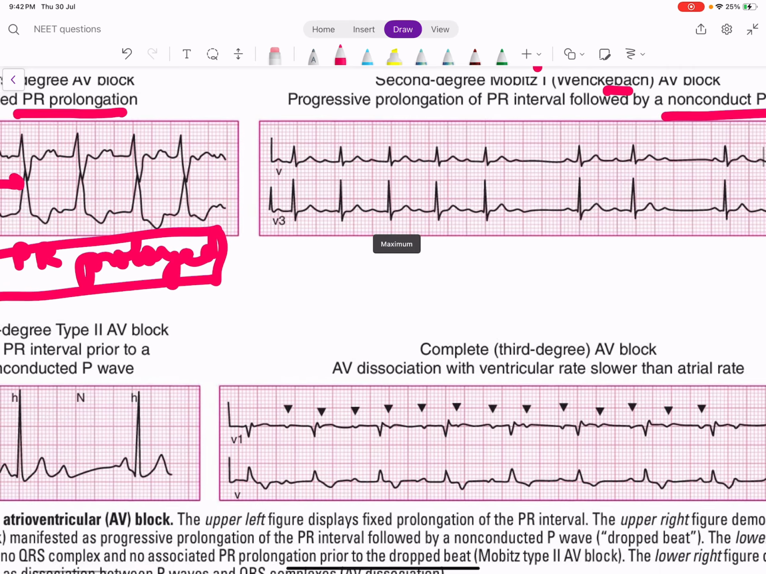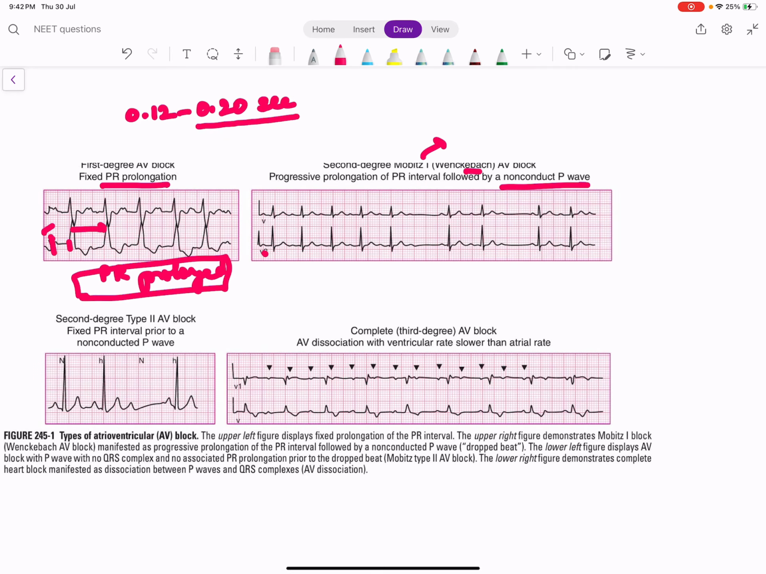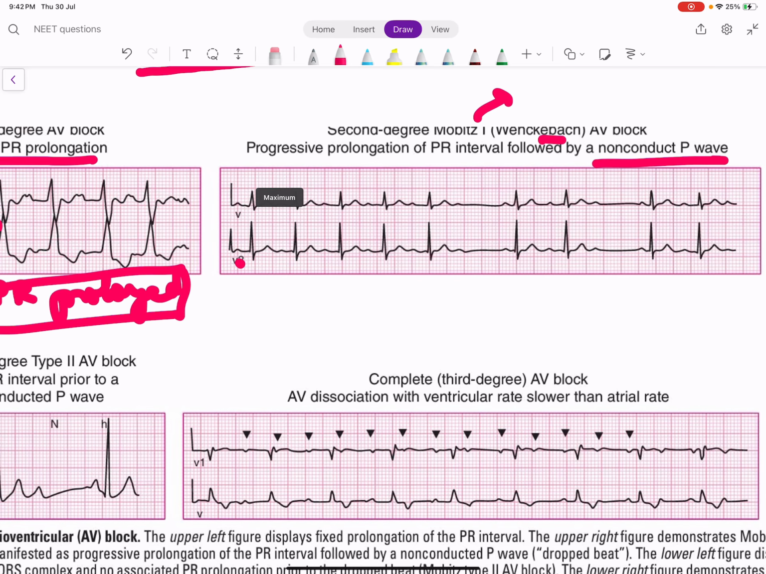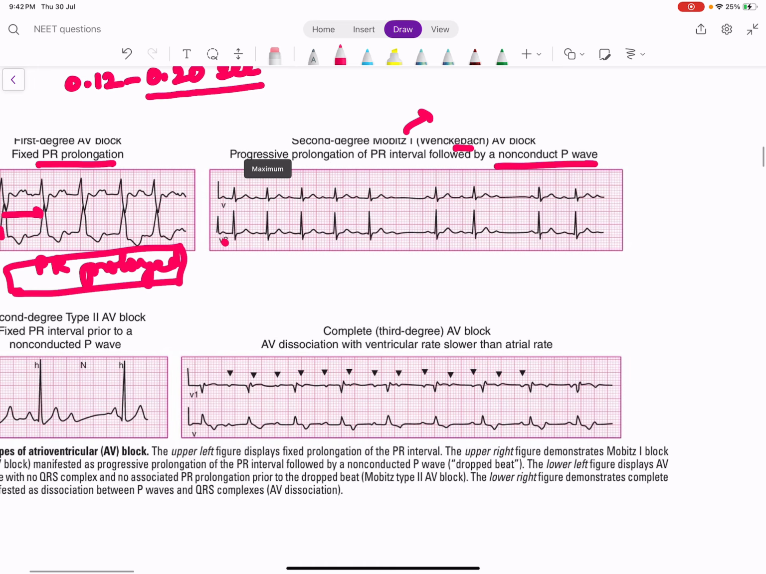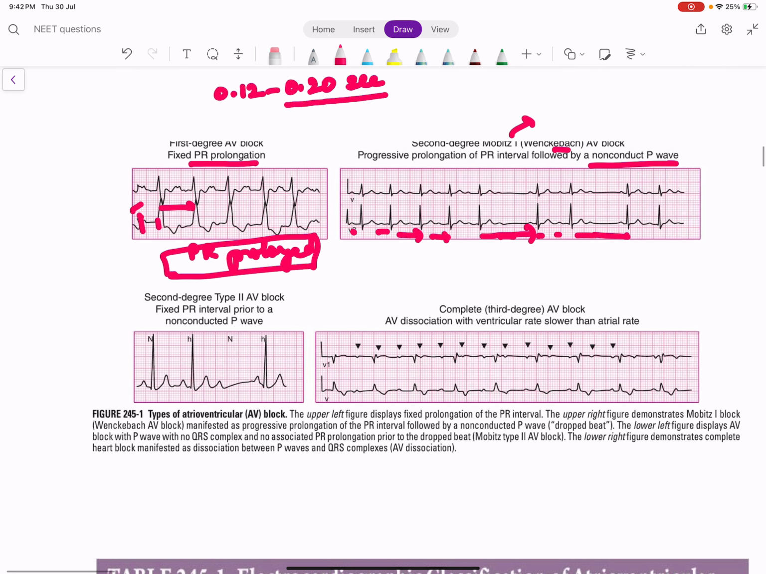So see this regular irregularity here. P wave is of a particular length here. Here, in the next wave, PR gets prolonged. PR gets even more prolonged, and suddenly there's a drop. So progressive rise in PR interval followed by a block. So this is the Wenckebach phenomenon.